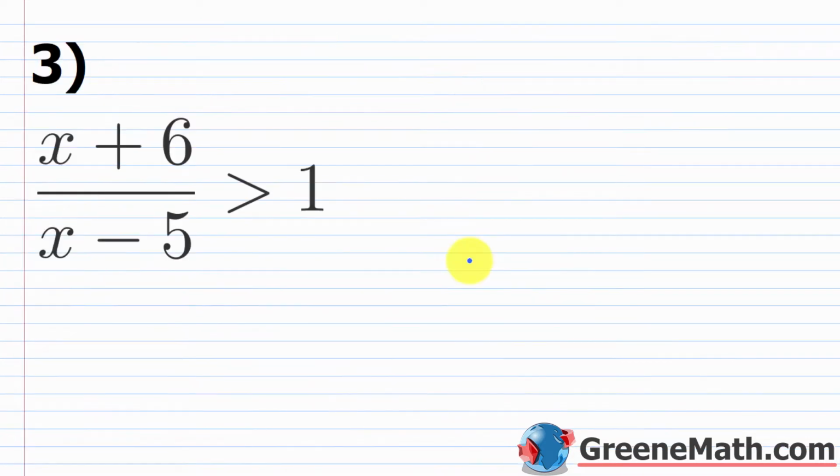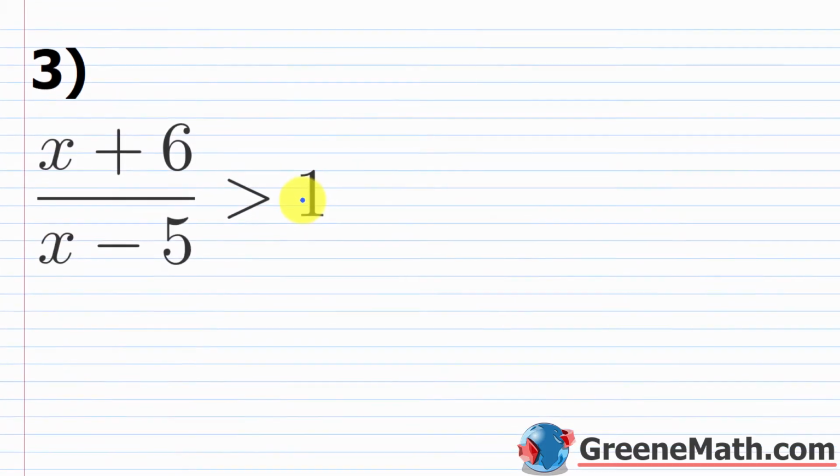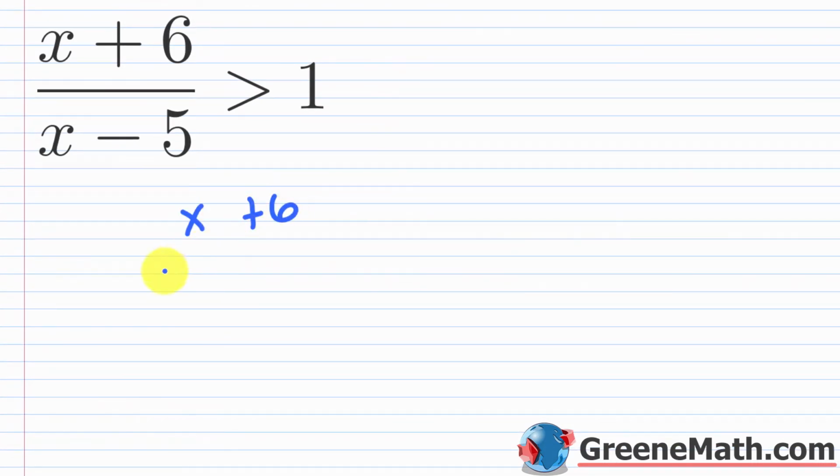All right, let's take a look at problem number 3 now. So we have x plus 6 over x minus 5. This is greater than 1. So let's write x plus 6 over x minus 5. I'm going to subtract 1 away from each side of the inequality. So you'd have minus 1 over here. And now this is greater than 0.